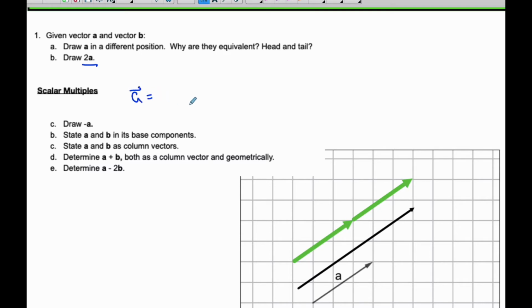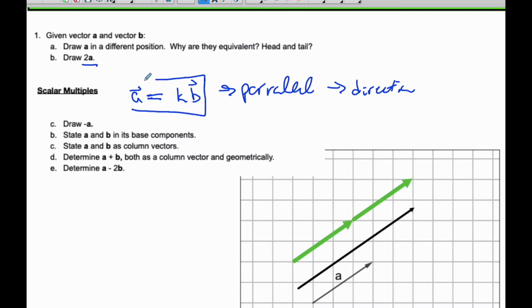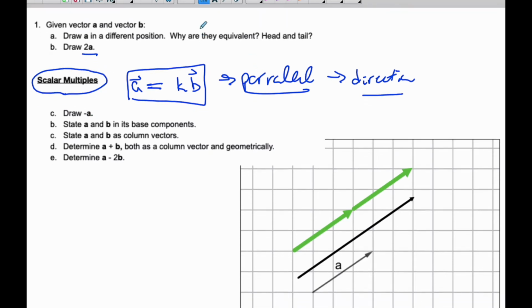If I write A and another vector, let's say B, and I can multiply B by some scalar to equal A, then they are scalar multiples. Another way of thinking about it is they are parallel. It's referring to the direction only, not the magnitude. So if I can make this equation up, they are scalar multiples because they're parallel in direction. Scalar multiples is basically the vector term for parallel.